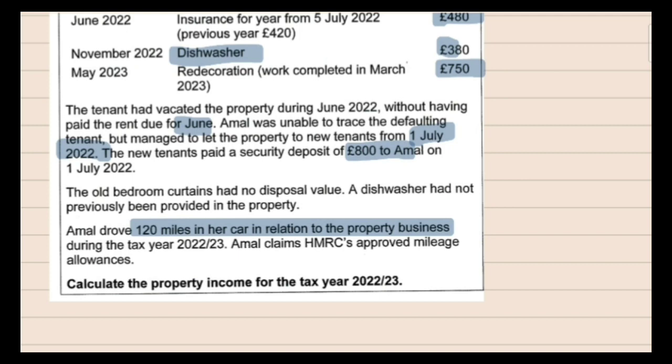During the tax year 22-23, Amal claims the HMRC approved mileage allowance. So the question is, calculate the property income for the tax year 22-23.